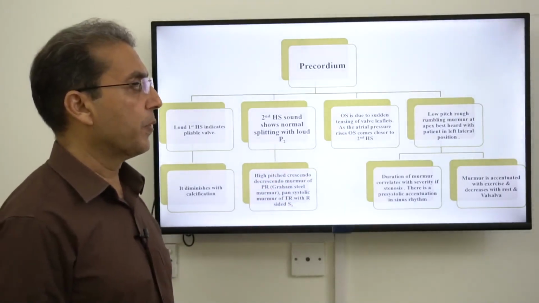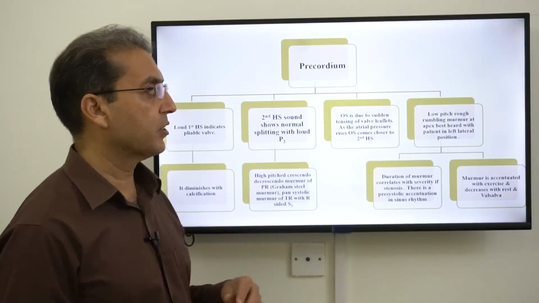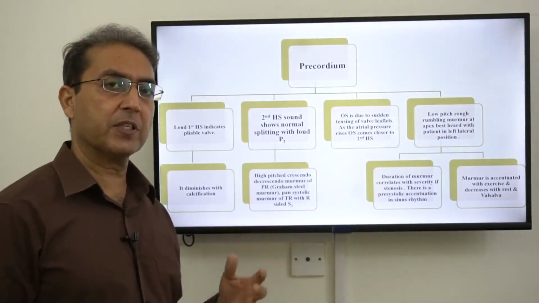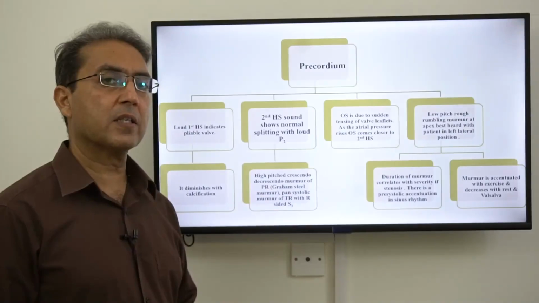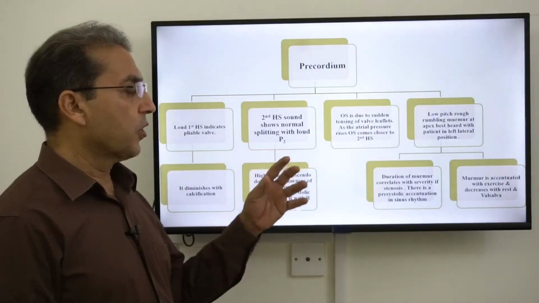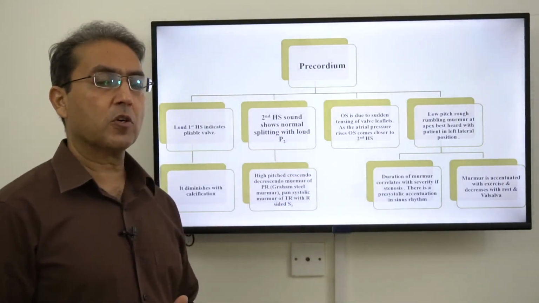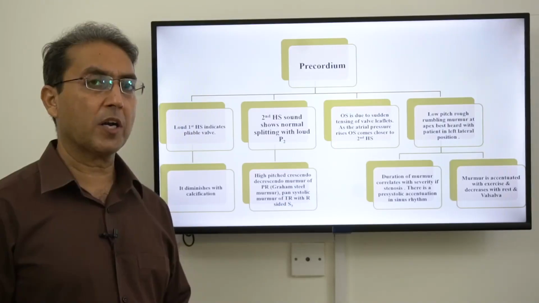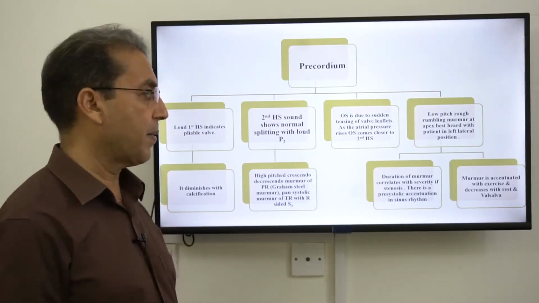Then the classical low-pitched, rough, rumbling murmur is heard at the apex with the patient in the left lateral position, and is heard with the bell of the stethoscope. Now, the duration of the murmur correlates with the severity. It's not the loudness of the murmur. The longer the murmur, the more severe the MS.